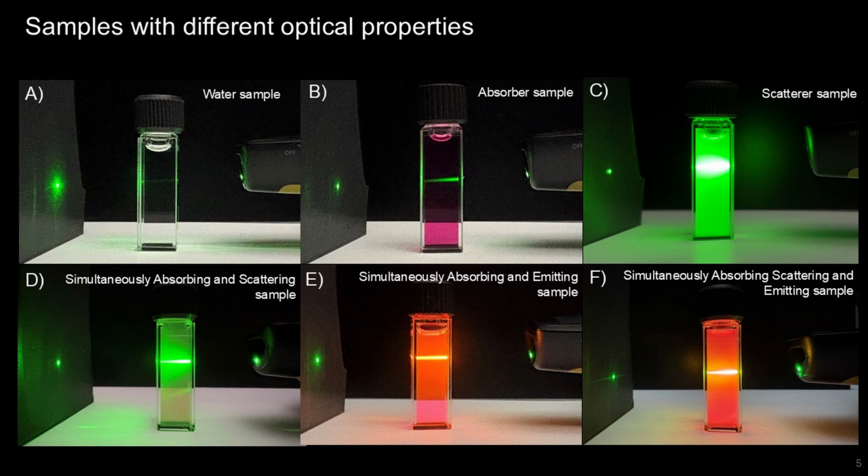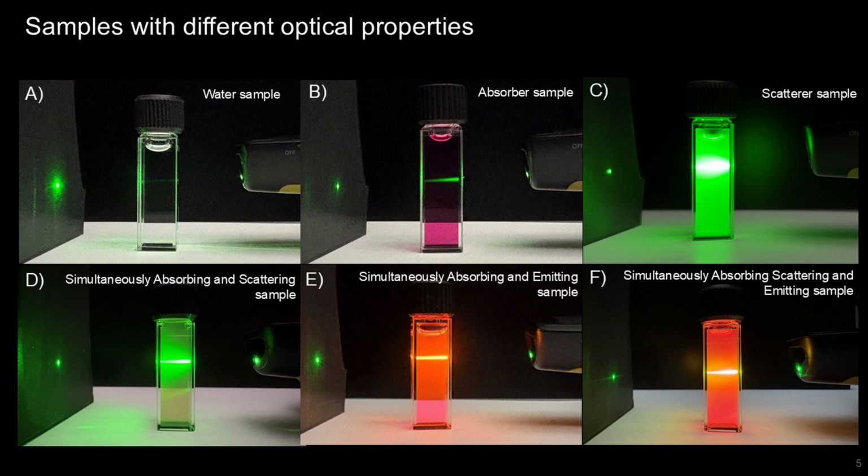Sample B is a pure absorber, potassium permanganate. Here, the laser beam becomes noticeably dimmer. This is because the sample absorbs the light, converting its energy primarily into heat. This represents a textbook absorption process.